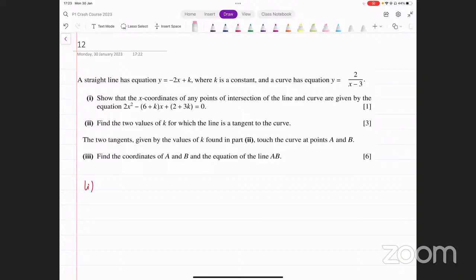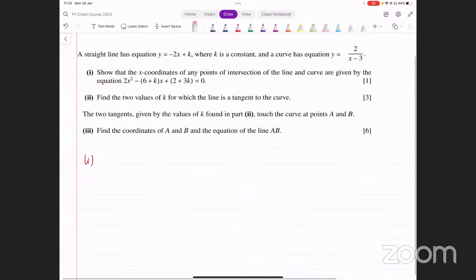You equate both those functions. So all you have to do is just equate those two functions and then show that that equation can be written in this form. Okay, let's do this quickly. So you got a line and a curve, we just equate both of them. And that gives us minus 2x plus k equal to 2 over x minus 3. Now if we multiply this denominator on the other side, that gives us x minus 3 into minus 2x plus k, that equals 2.